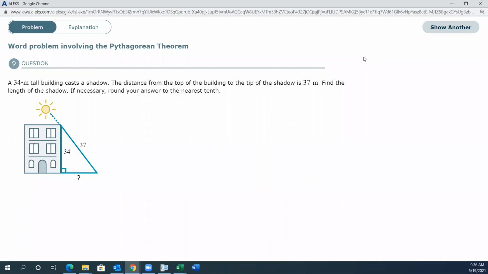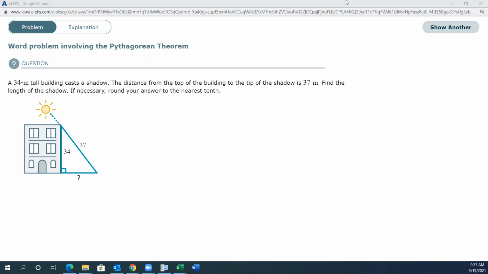All right, now let's do one of these. The good news is that it's a word problem. Yeehaw. The even better news is that on these Pythagorean Theorem word problems, they always give you the picture. So to be honest, you don't even really have to read the problem, although it's a good idea just in case they try to slip one past the goalie. So we got a 34-meter tall building. Again, a meter is about a yard, a little bigger than a yard. The distance from the top of the building to the tip of the shadow is 37 meters, just like in the picture. Find the length of the shadow along the ground.